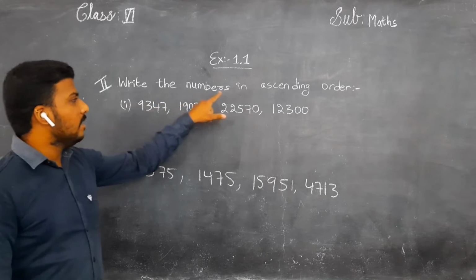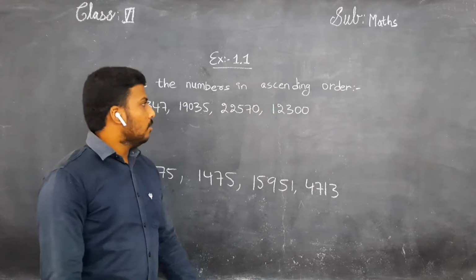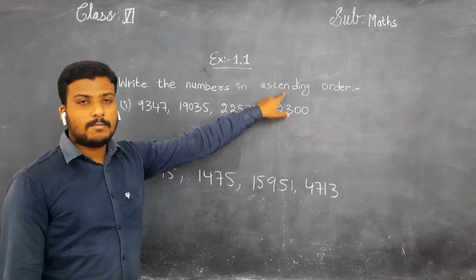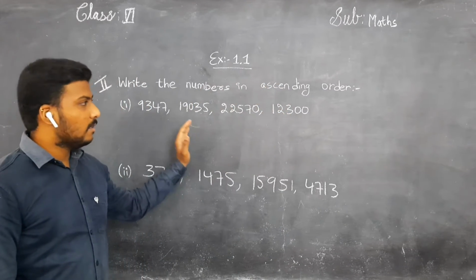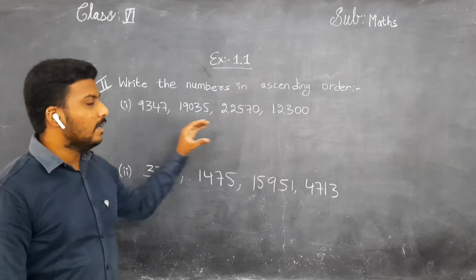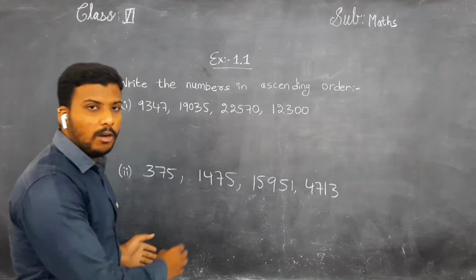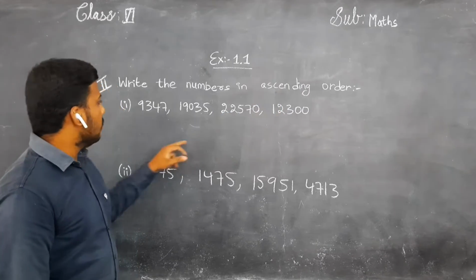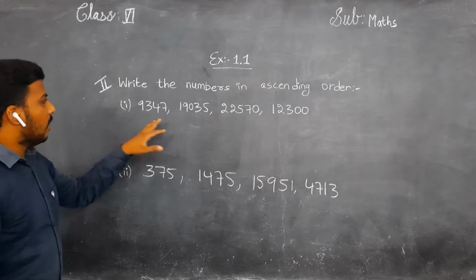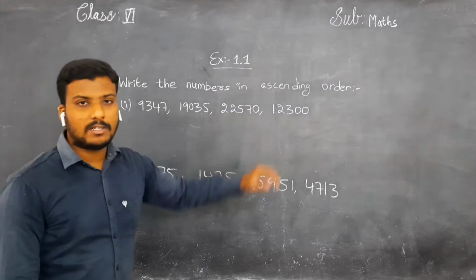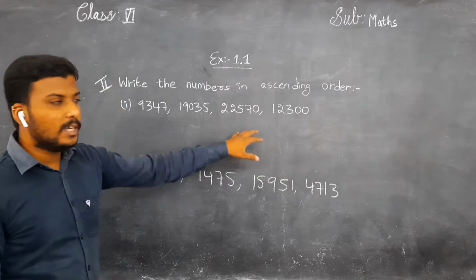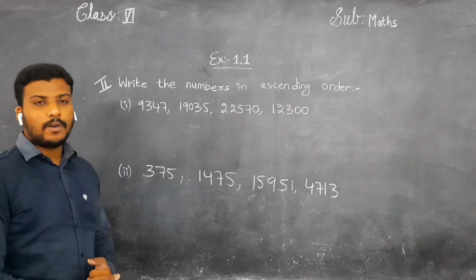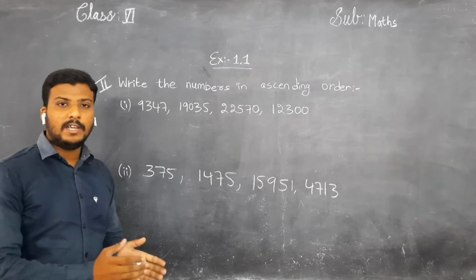Write the numbers in ascending order. You know what is ascending order? The numbers that start from small and end up big, means small to big, is considered as ascending order. We'll see the first problem, where 4 sets of numbers are given. How to identify the ascending order, means small to big numbers?